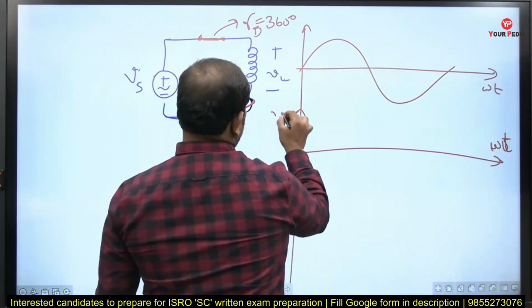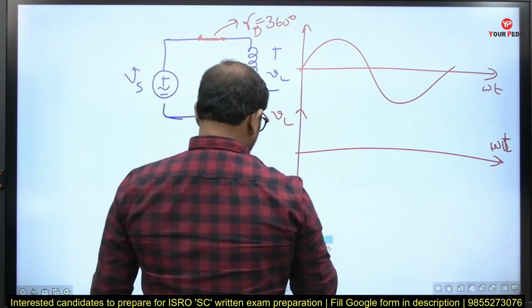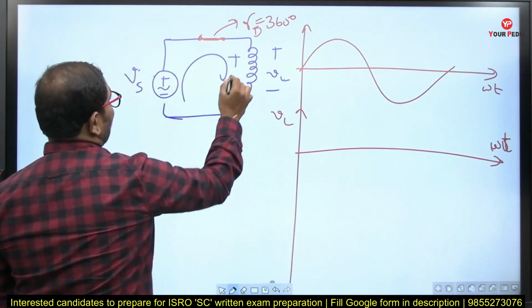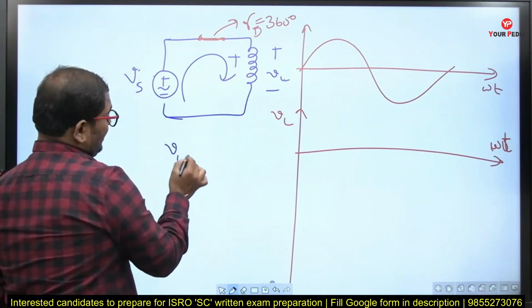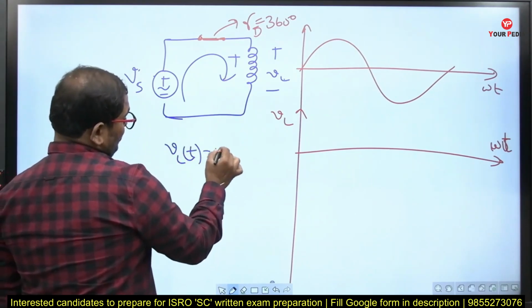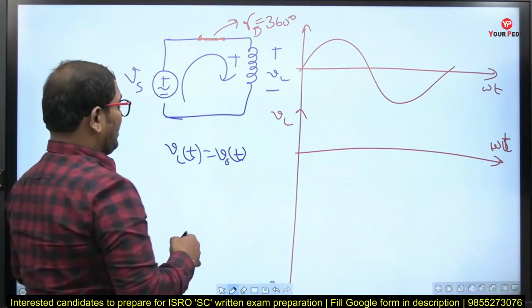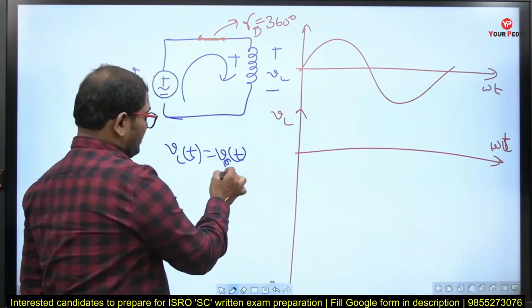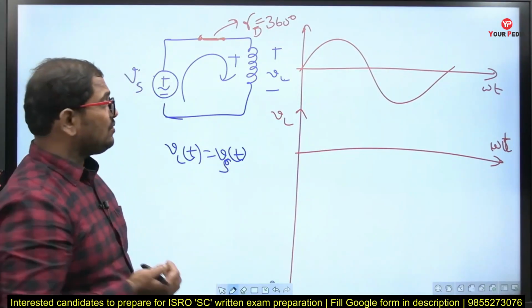Now let's draw the voltage across the inductor waveform. Once the diode is in the on state, what happens to the voltage across the inductor? By using KVL, VL of t is equal to Vs of t. Means your inductor voltage just follows the source voltage.